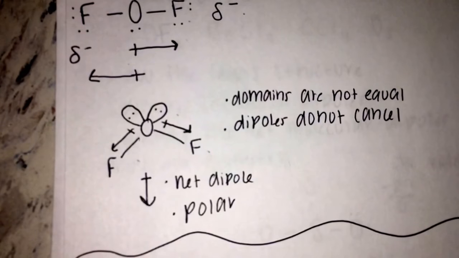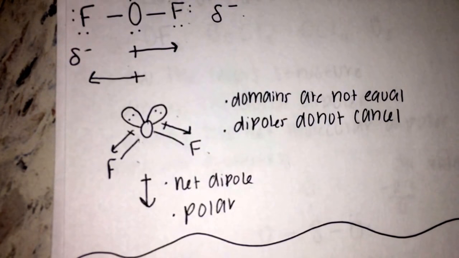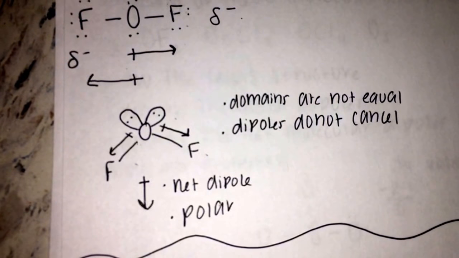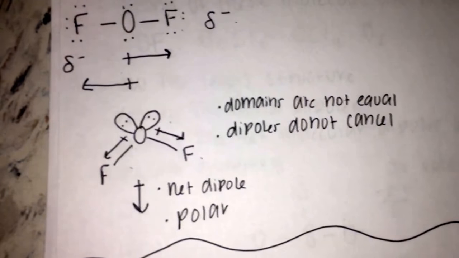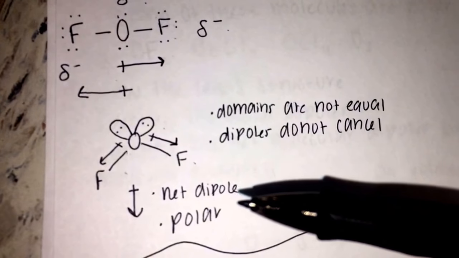For our next molecule, OF2, F has a partial negative charge because F is more electronegative than O, and O will have a partial positive charge, so we would draw our dipoles going from O to F. Because OF2 has 2 non-bonding pairs of electrons, the molecular geometry will be bent. Because it's bent, that means the domains are not equal and the dipoles do not cancel out, so the net dipole will be pointing down. Because there's a net dipole and the dipoles do not cancel, this molecule is polar.